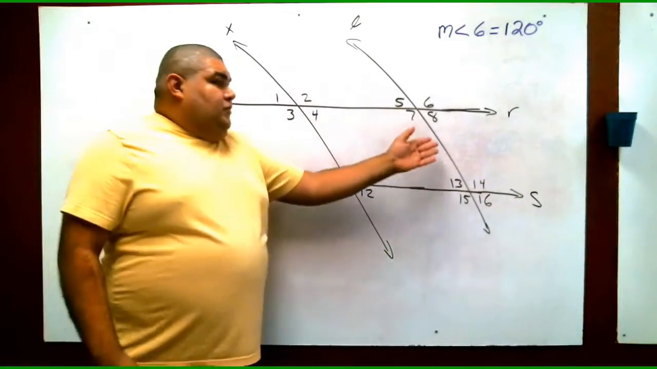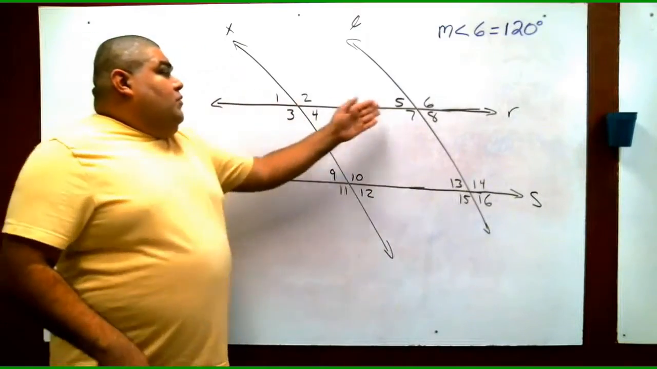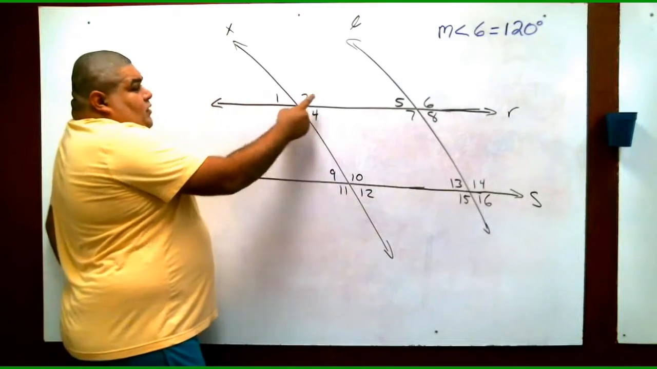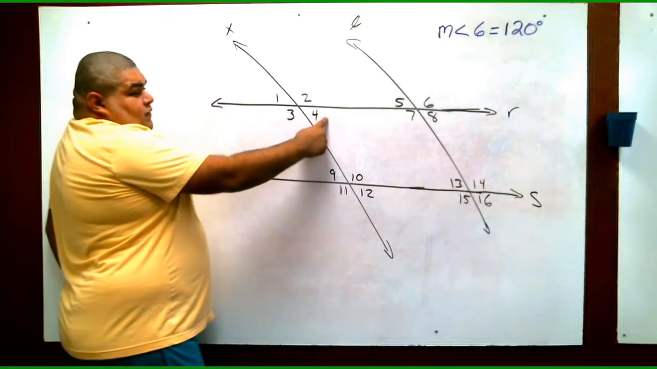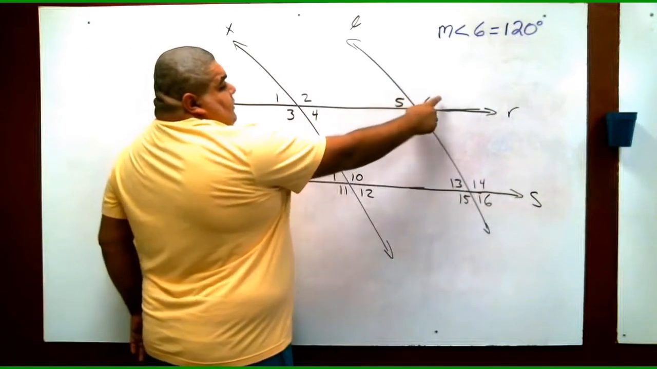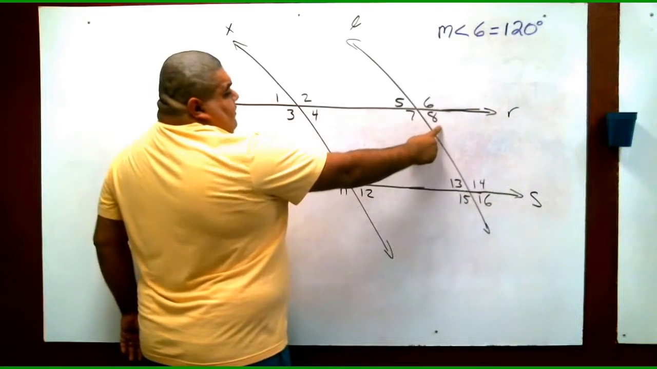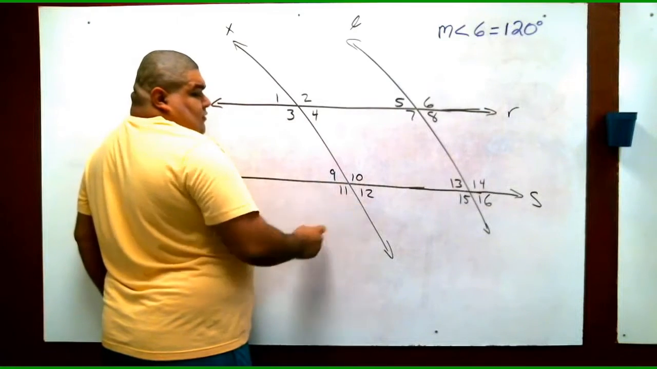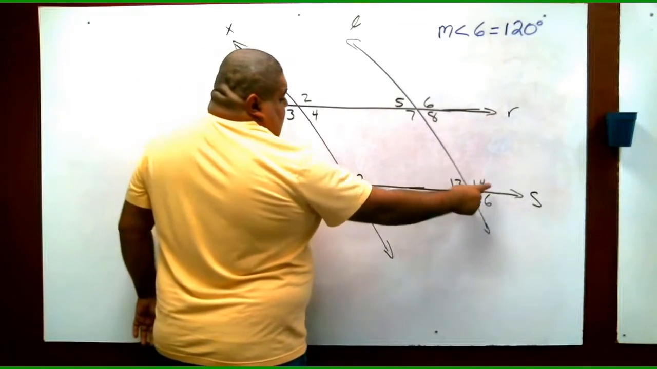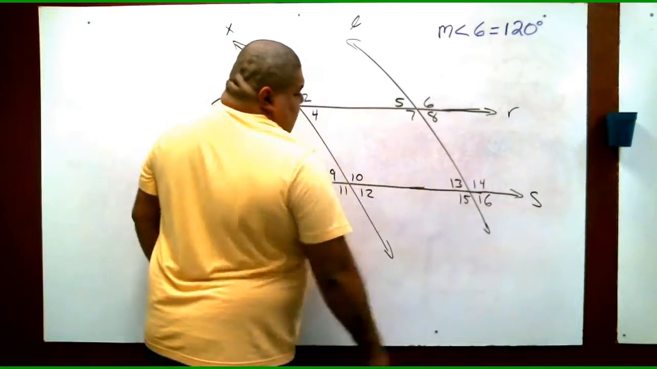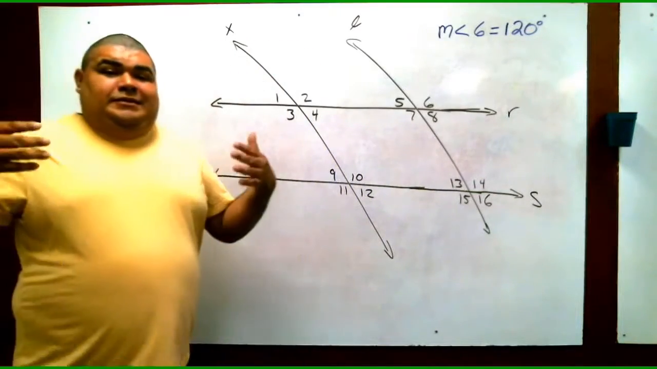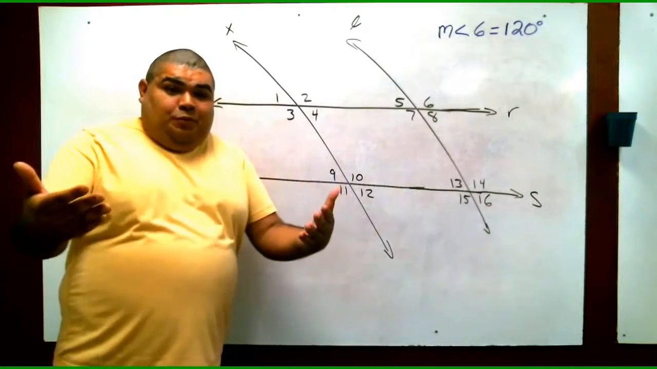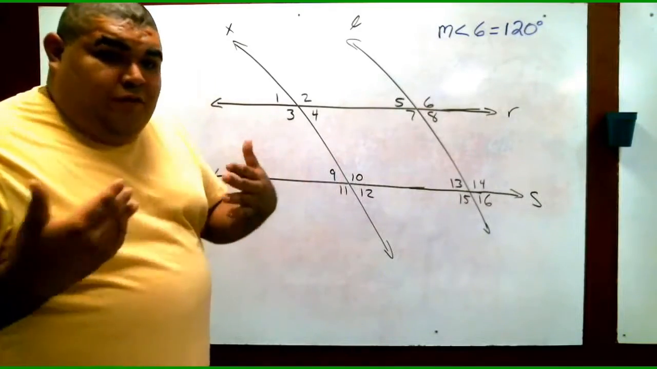We have two transversals. Actually, we have four transversals because they're all intersecting at least in 2 points. So they're all transversals. We have angle 1, 2, 3, 4, 5, 6, 7, 8, 9, 10, 11, 12, 13, 14, 15, and 16. We have a total of 16 angles. Our goal for today is very simple. All we have to do is solve for the angles.